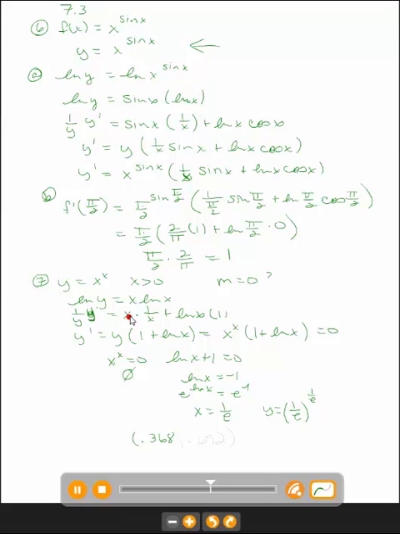and according to the book, the point would be 0.368, comma, 0.692. So that's the place on the curve where you have a horizontal tangent. And if you graphed it, you would see that that's where it's happening.